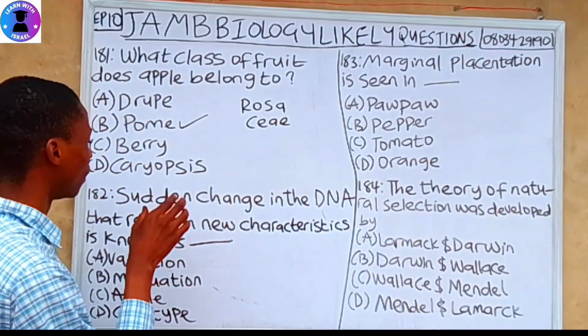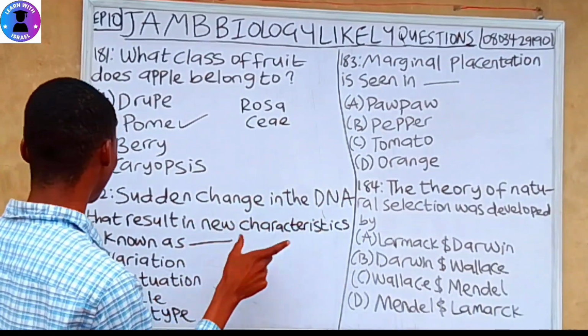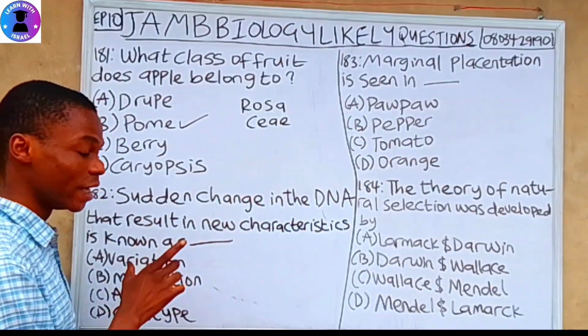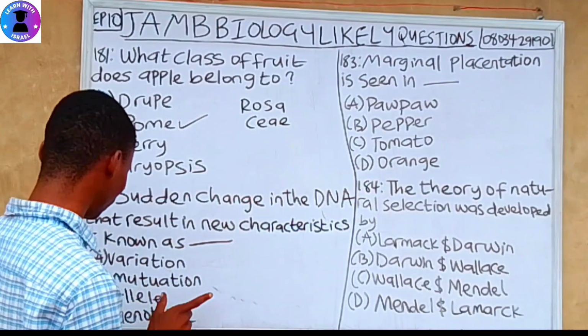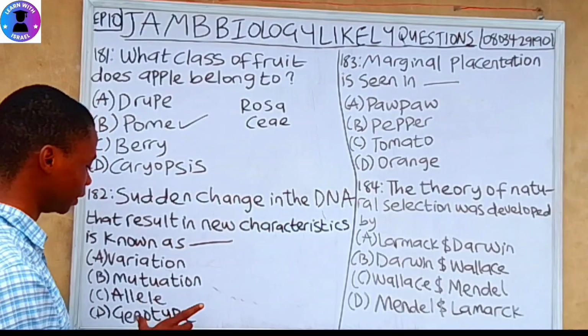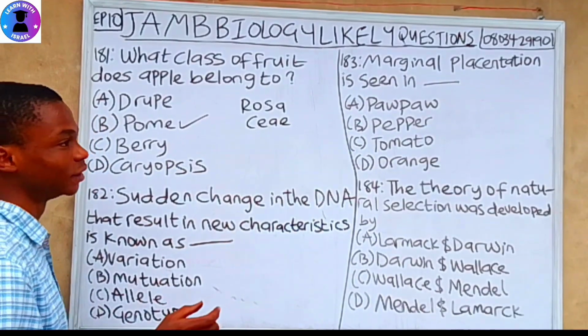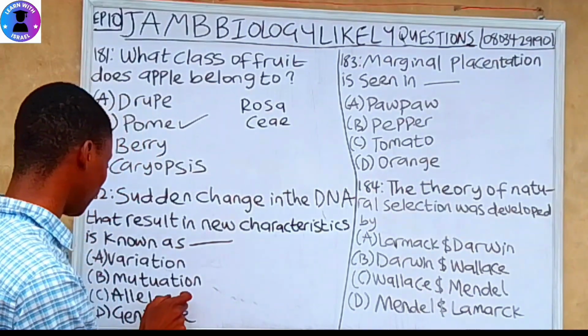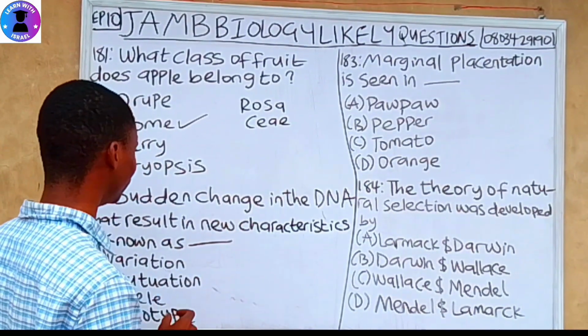Question 182. Sudden change in the DNA that results in new characteristics is known as dash. A. Variation, B. Mutation, C. Allele, D. Genotype. Genotype is the genetic makeup, while allele does not have anything to do with this.